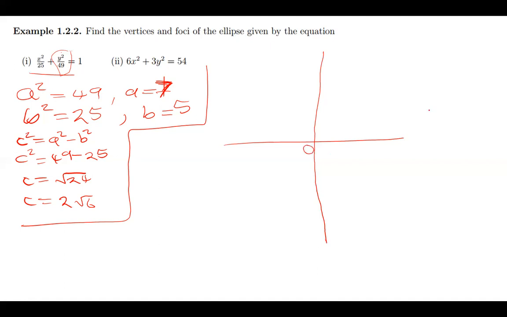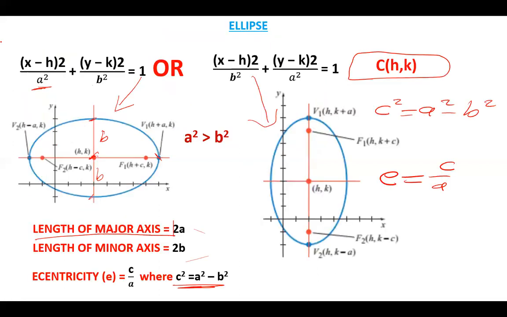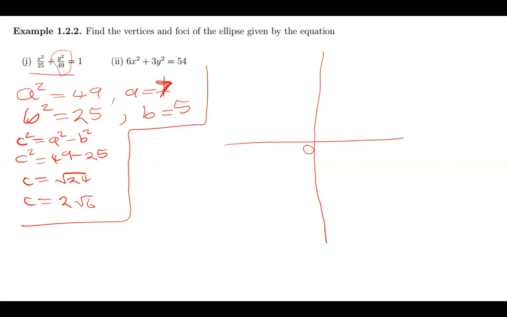So that is our center for the XY plane. The center for this ellipse is simply 0, 0, because we don't have anything there. Remember, we said the general formula for the ellipse is this one here, and the center is H, K. But in the question, we don't have H and we don't have K. So the center for this one becomes 0, 0. We have found the center.